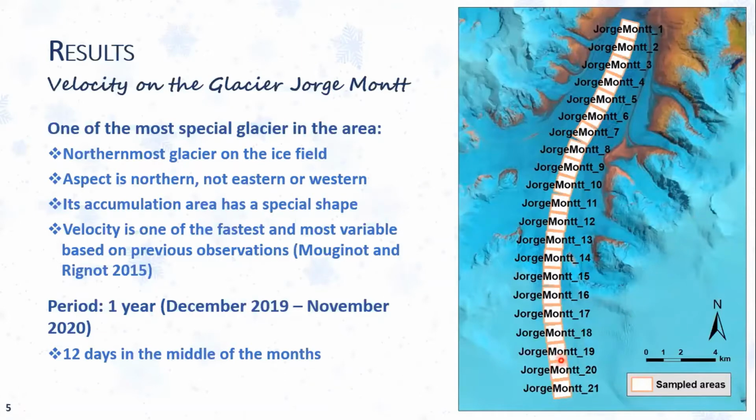And its velocity is one of the fastest and most variable, based on previous observations taken by Maginot and Rignot in 2015. The period that I'm going to show you now covers one full year from December 2019 to November 2020. But as I mentioned, it does not cover the full months, just 12 days in the middle of the months because of the method.